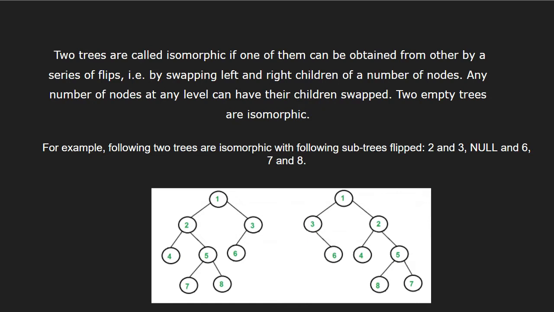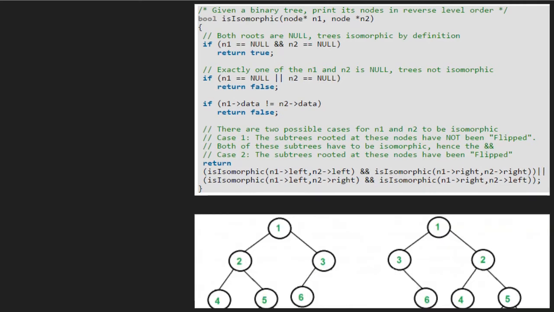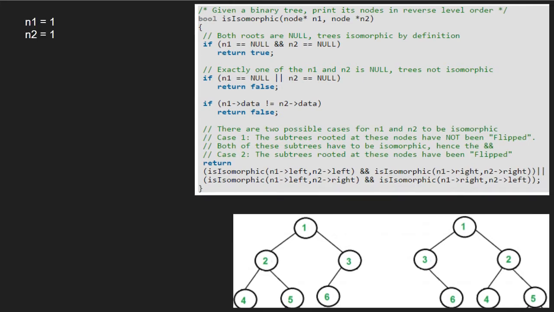Now, let us see the algorithm which will assist us in checking if two trees are isomorphic. Let us also have sample trees to test our algorithm. We pass the root nodes of both trees to the function isIsomorphic. So, n1 and n2 will point to 1, which is the root node in both the trees.